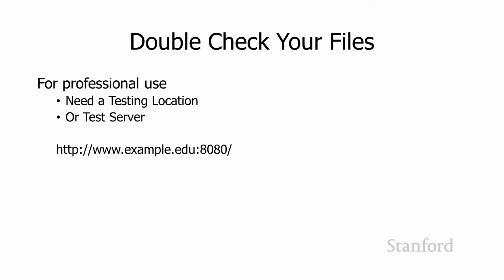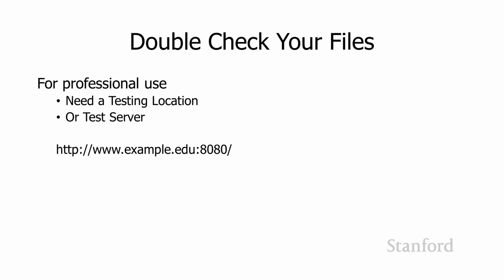Sometimes people just leave them up and even have links to them. So if you see something that looks like this, www.example.edu:8080, that is actually the test server. That 8080, that's a port number.